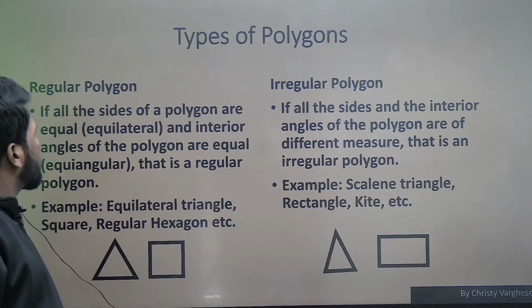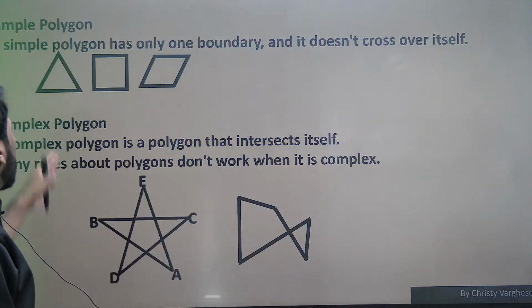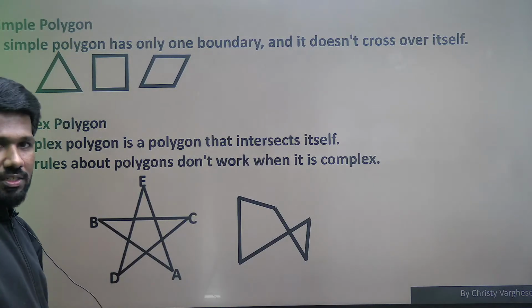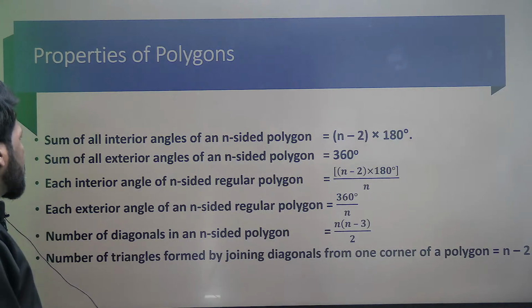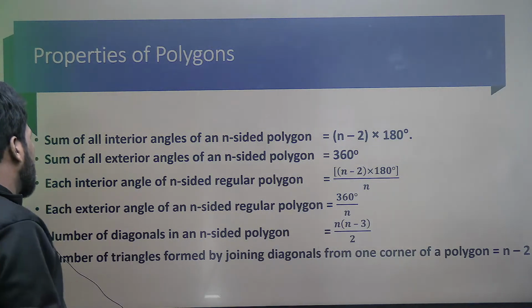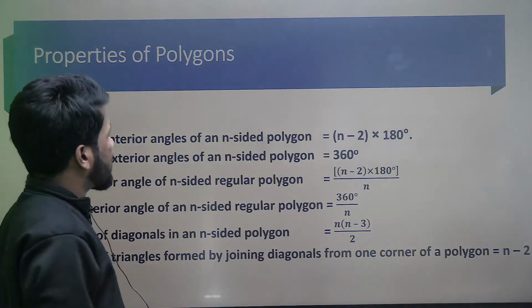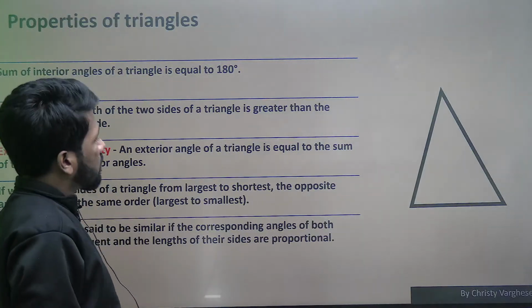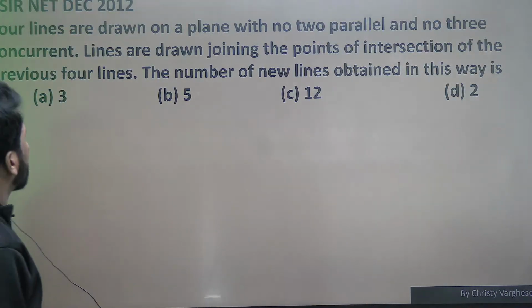Last class we discussed different types of polygon: regular, irregular, convex, concave, simple, complex. If you missed it, check out the recording of that after this class. And properties of polygons: the sum of interior and exterior angles, each angle of a regular polygon, and the number of diagonals in an n-sided polygon. And properties and types of triangles we discussed. So these were some of the things we discussed.